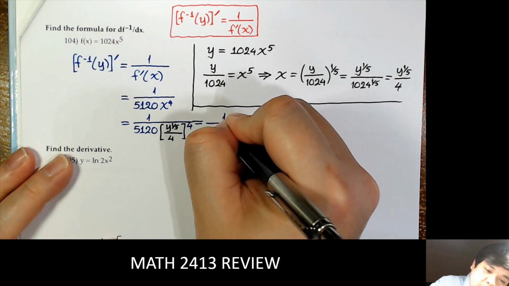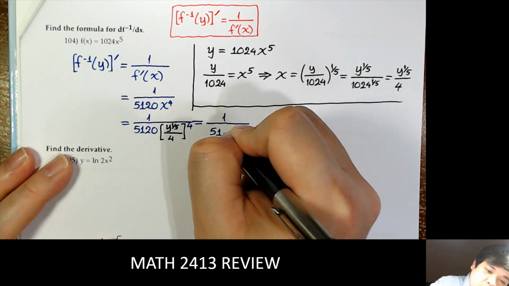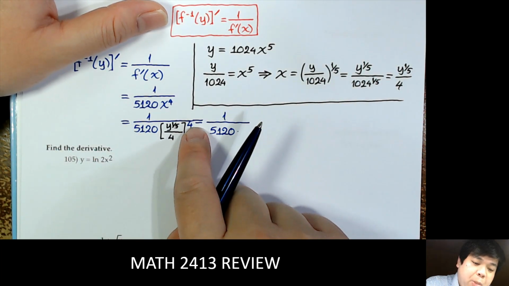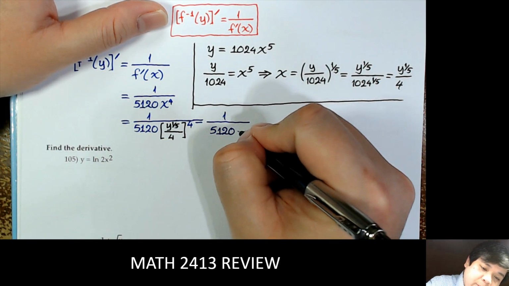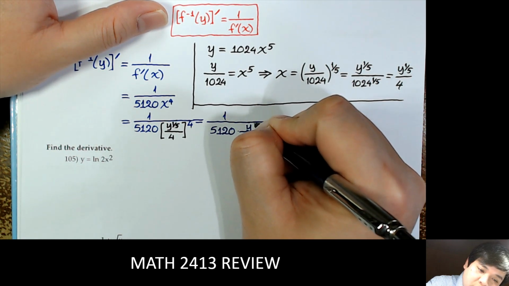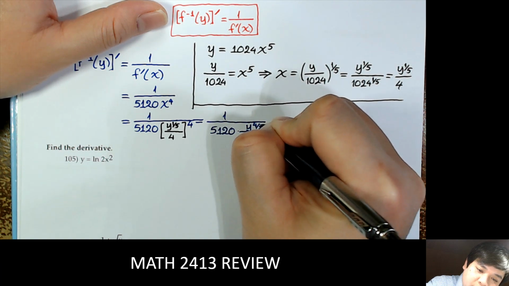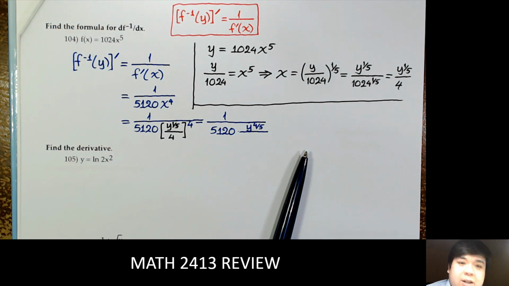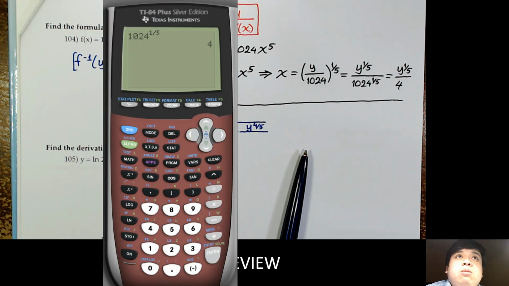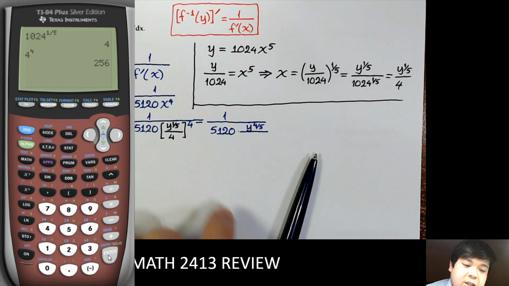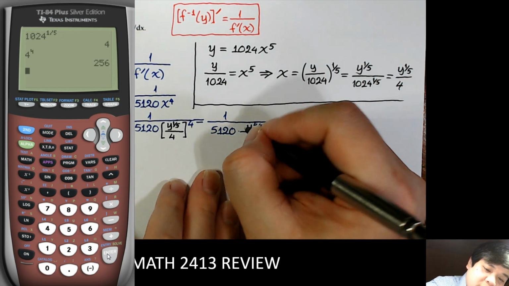So it's going to be 1 over 5120, y to the 1/5 times 4. I mean the power 4 goes to the top and to the bottom. On the top, we have y to the 4/5, and at the bottom, 4 to the 4 power. That is 256.